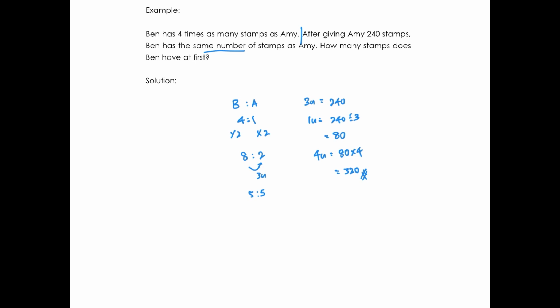Okay, so the key to answering this ratio question is you can actually times 2 on both sides so that you can transfer 3 units over. Okay.